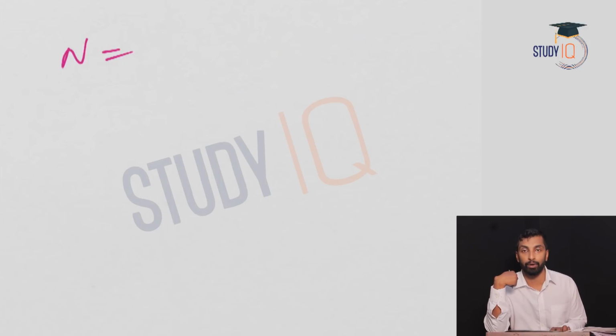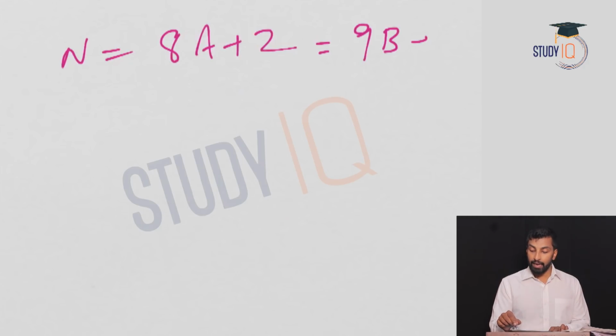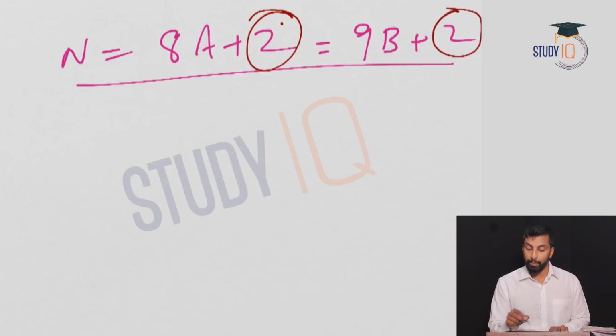Let's see a different question, okay? You have a number which when divided by 8 leaves the remainder 2, and when divided by 9 leaves the remainder 2. So I can write the number like this, right? So what is the answer? This is type 1, because the remainder is the same. So the answer is the LCM of 8 and 9, that is 72, plus 2.